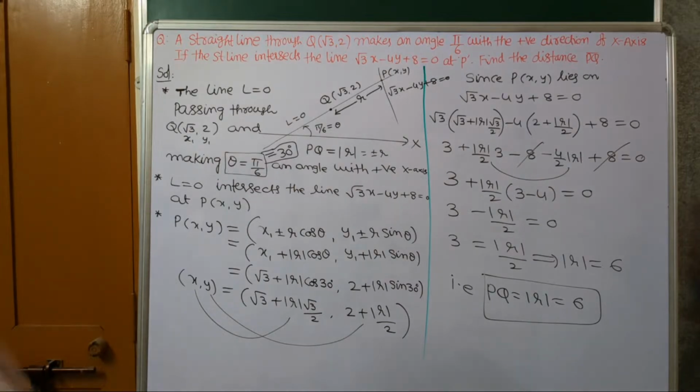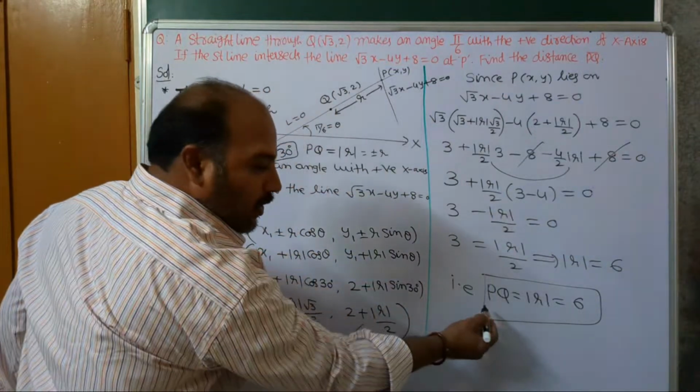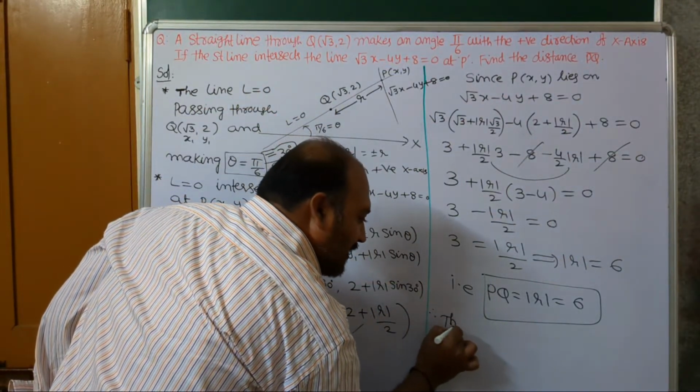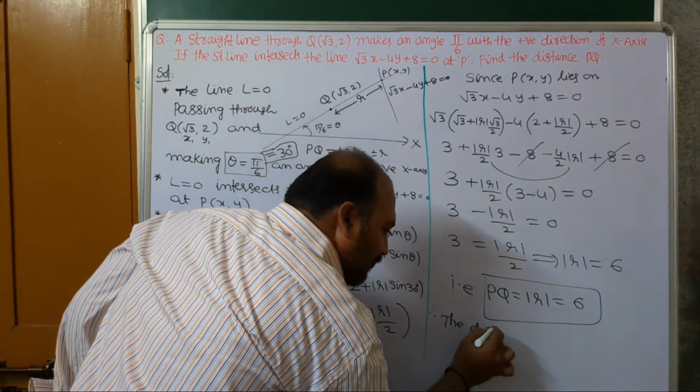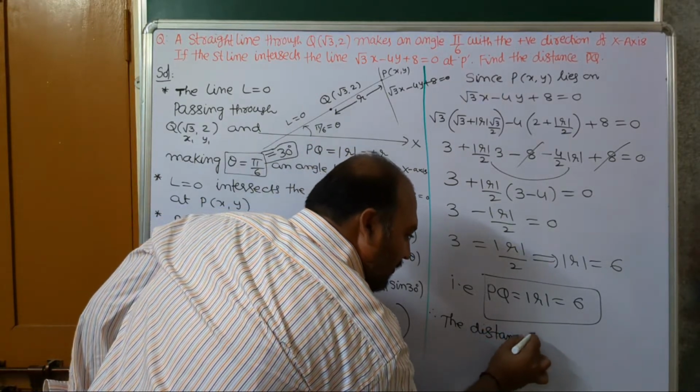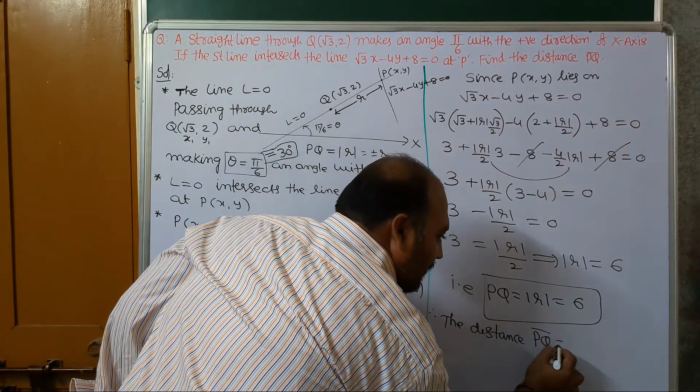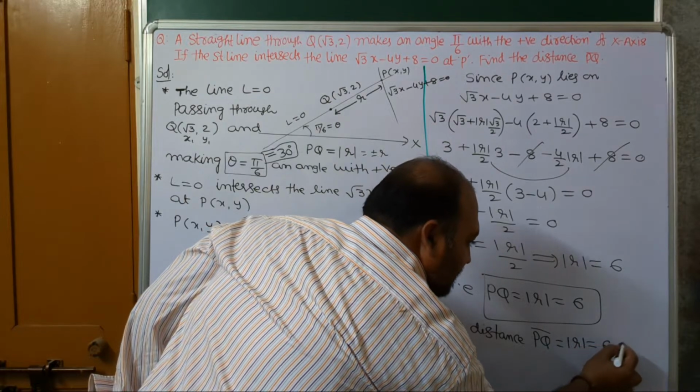So therefore, the distance PQ, here only I wrote. Therefore, the distance PQ. Conclusion step. Equal to 6.